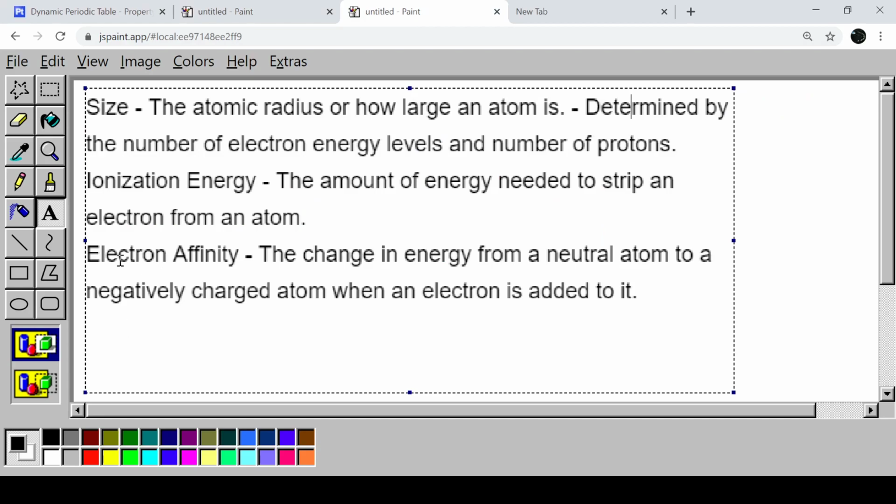Now the next one that we have is called electron affinity, and I know this should be a new term for a lot of people, and it's going to be the change in energy from a neutral atom to a negatively charged atom when an electron is added to it, okay? And what that means is it's basically how well an atom is going to be at stealing and holding onto another electron, okay? And electron affinity is just our way of measuring that based off of how much energy is released once we have that electron grabbed onto.